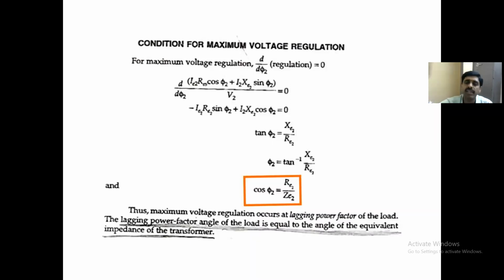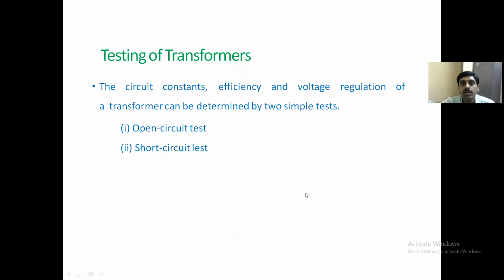If you want to discuss like this, we can discuss for more time. So the lagging power factor angle of the load, phi2, is equal to the angle of the equivalent impedance of the transformer. We can write tan inverse of X by R, which is nothing but the lagging power factor load. So now we have finished the voltage regulation part. We can do problems on this based on the different conditions.